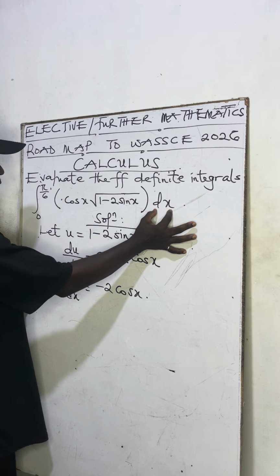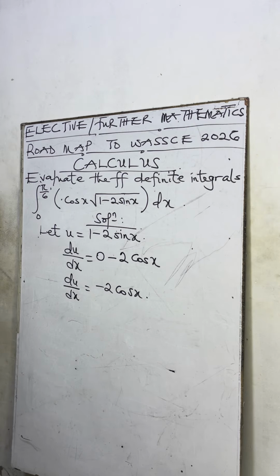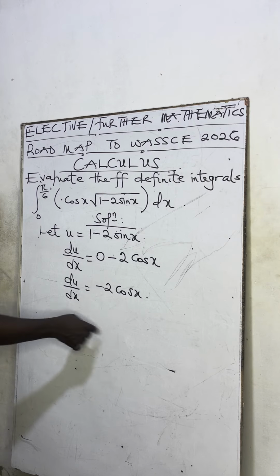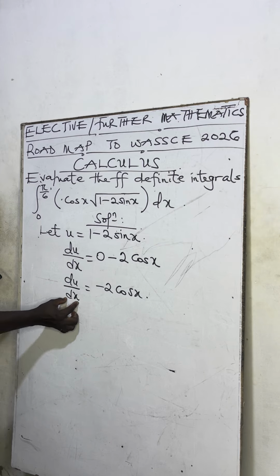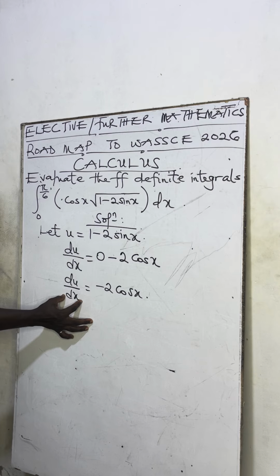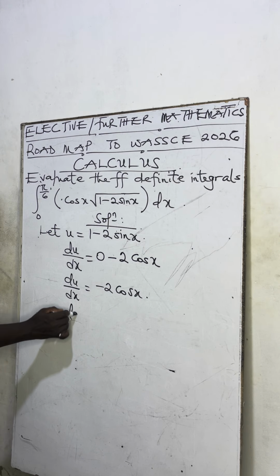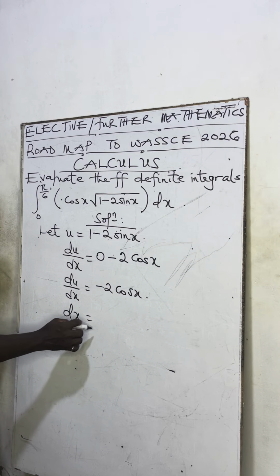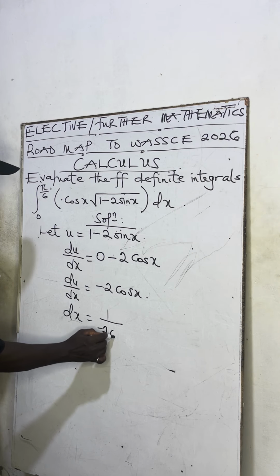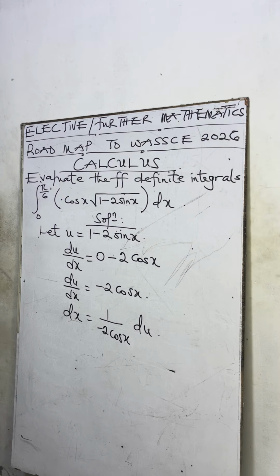Now we want to take away this dx. So we make dx the subject here. By making dx the subject, the dx will come to this place, then negative 2 cos x will come to this place. When you make dx the subject, that's what you get. So dx is equal to 1 over negative 2 cos x du.